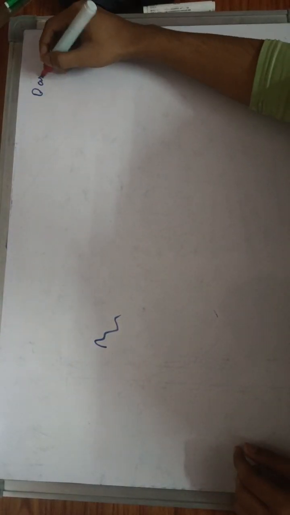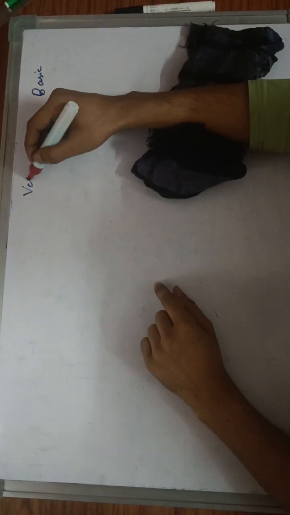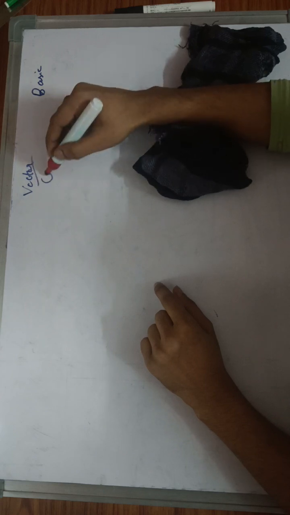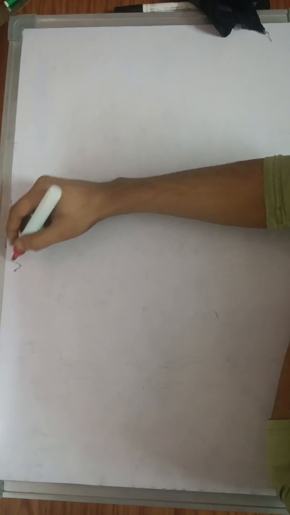So start with some basic things. First we will do vectors and coordinates: Cartesian systems, coordinates, positions, vectors. Now first starting with vector.